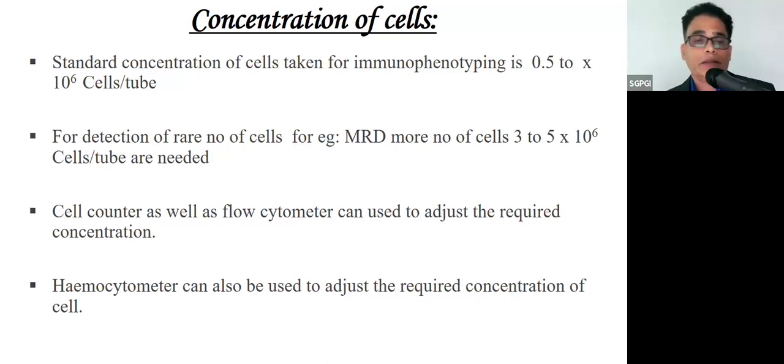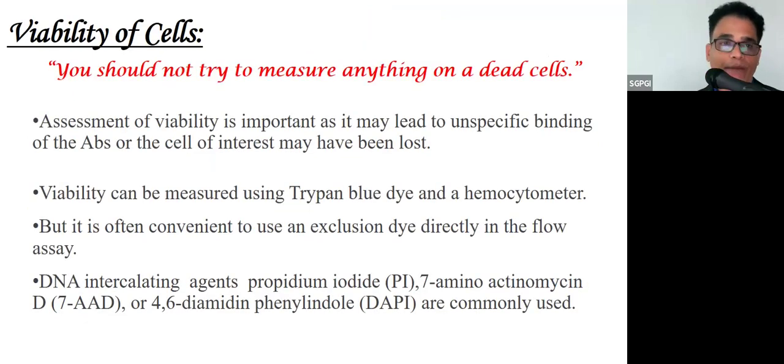A cell counter as well as a flow cytometer can be used to adjust the required concentration. A hemocytometer can also be used, but nowadays nobody is doing that. Everybody has a three-part counter. If you are not sure, for example for MRD, and the cell concentration is not enough, you can always check the count, and then if you want to relyse the sample, you can relyse it again, repeat the lysing, and then go for the cell suspension.